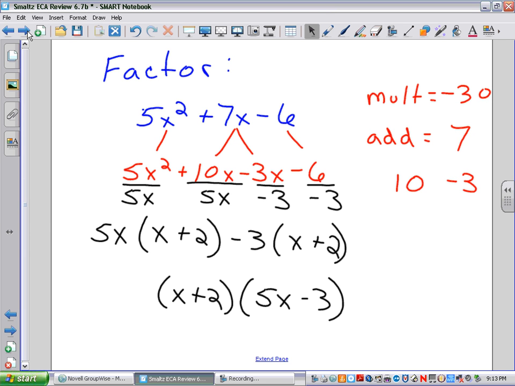I've just factored a trinomial where the leading coefficient is greater than 1.